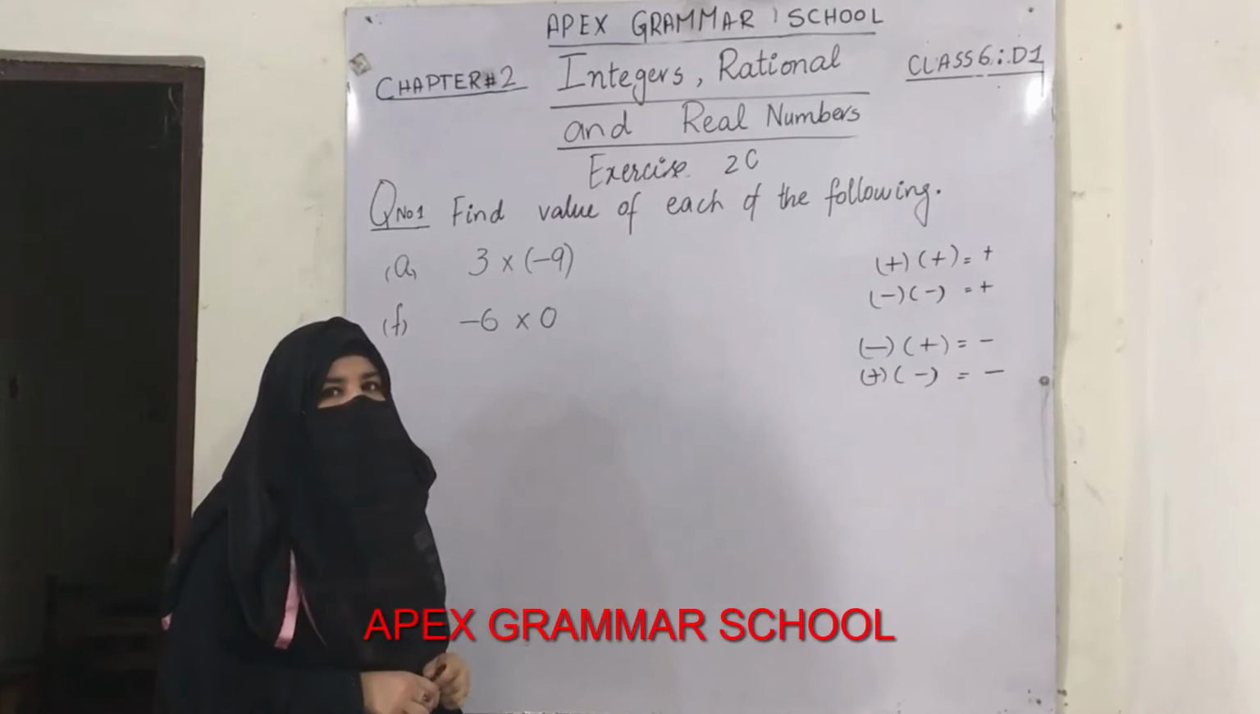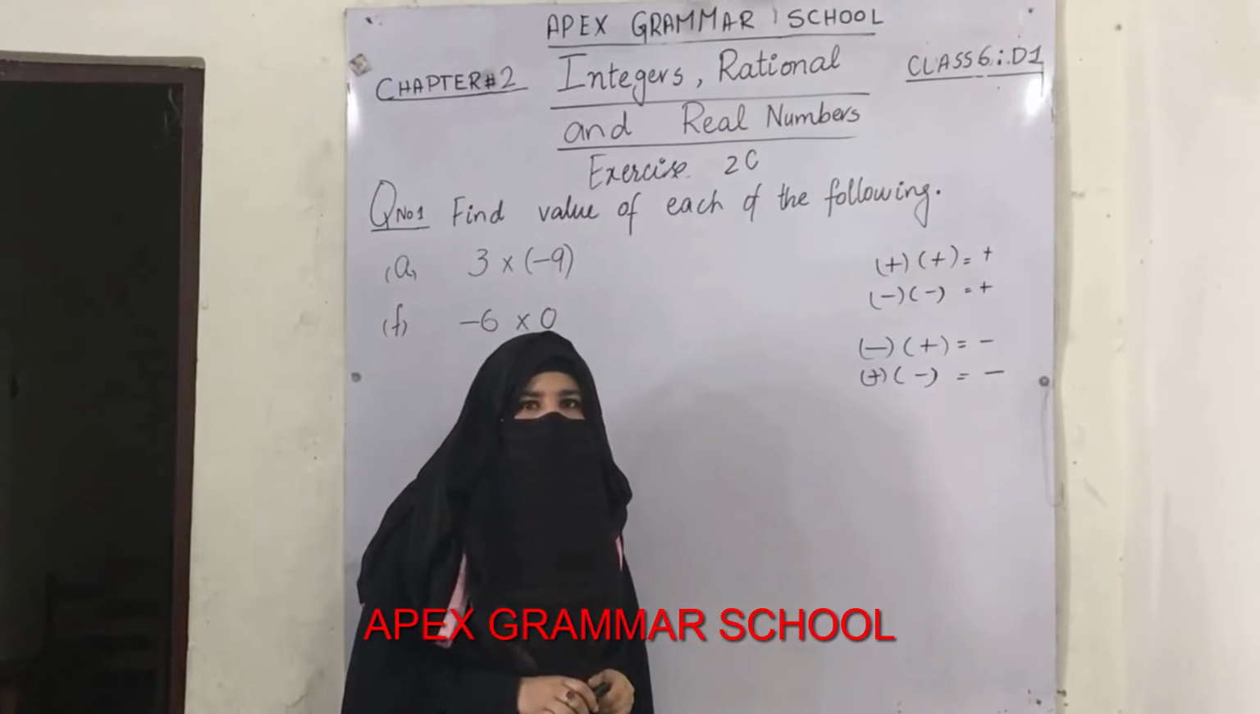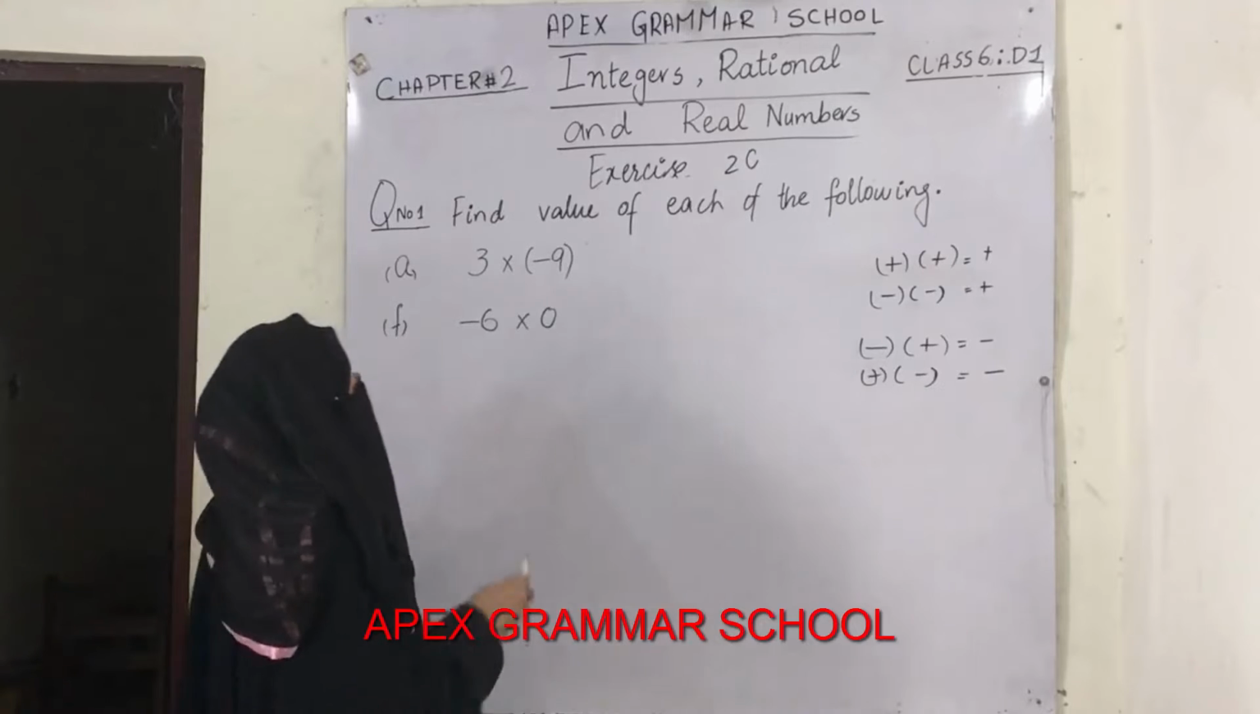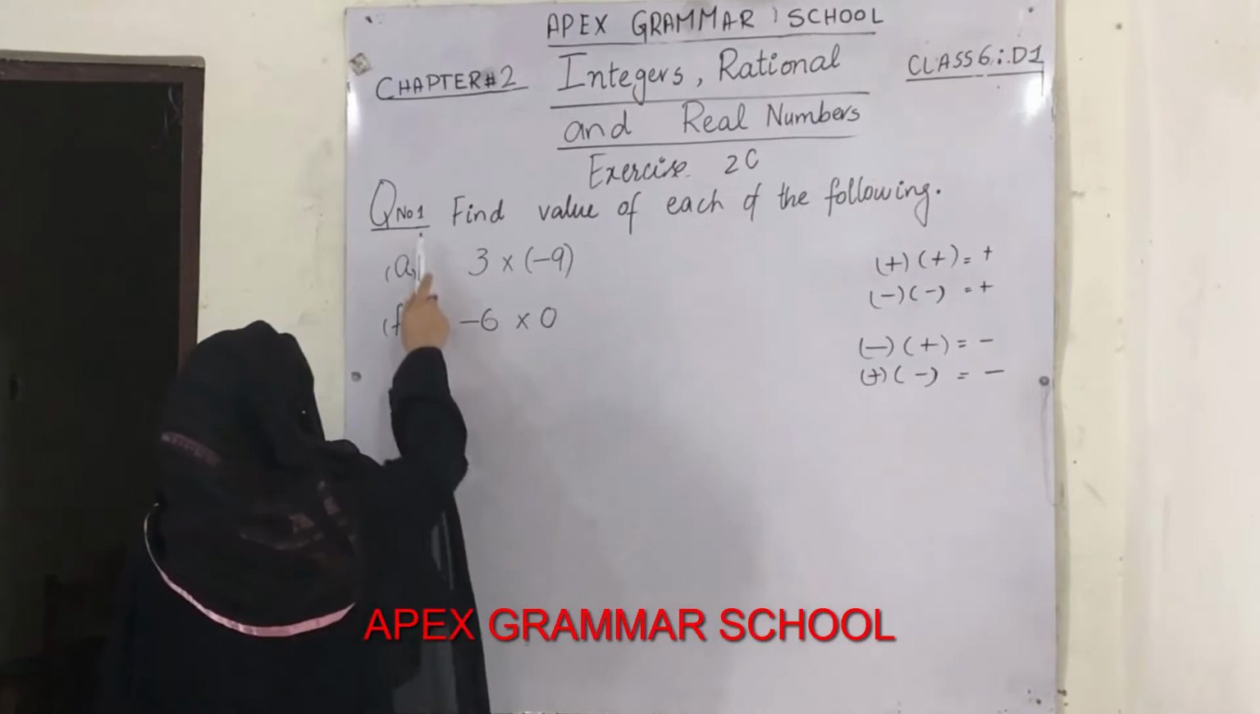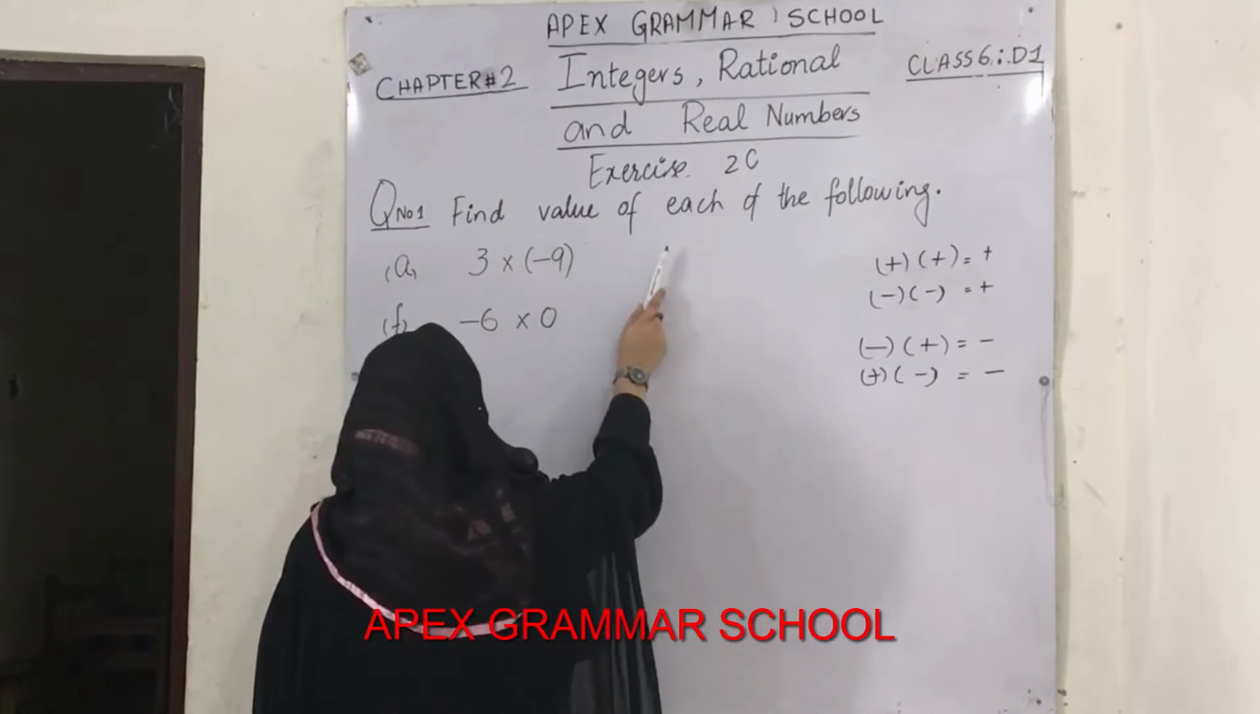In exercise 2b, you have solved addition and subtraction involving negative numbers. In exercise 2c, you will solve multiplication and division involving negative numbers. So starting from our question number 1, find the value of each of the following.